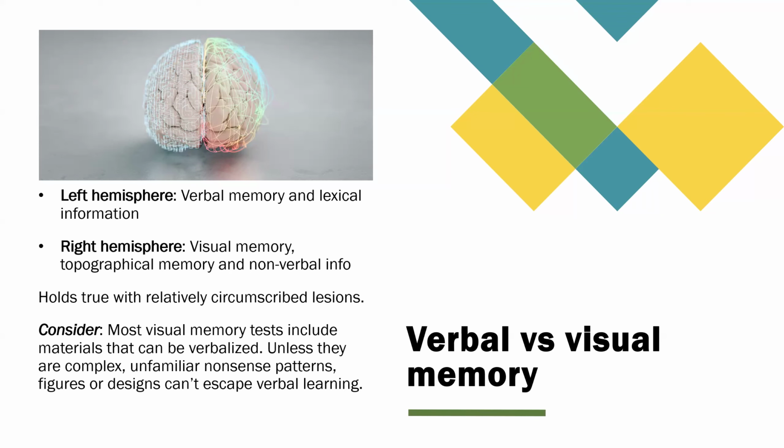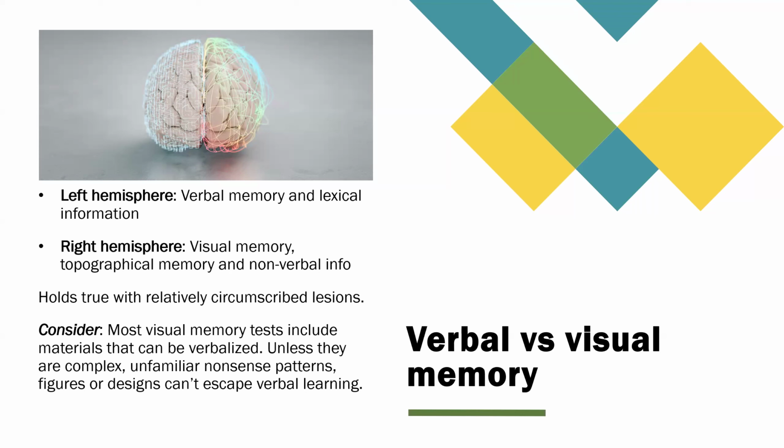So I think it's just good to know that although the left hemisphere is typically more involved with verbal memory and the right hemisphere is typically more involved with visual memory, that might not always hold true depending on the lesion. So if somebody had shearing, or a diffuse injury, it might look a little bit different.